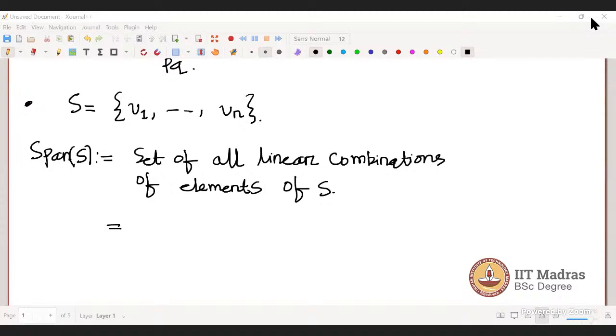Yeah, okay, fine. So when you are unmuting yourself, please mute after that. So this is basically the set of all linear combinations of the elements of S.